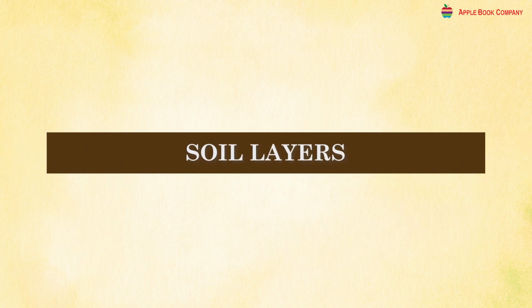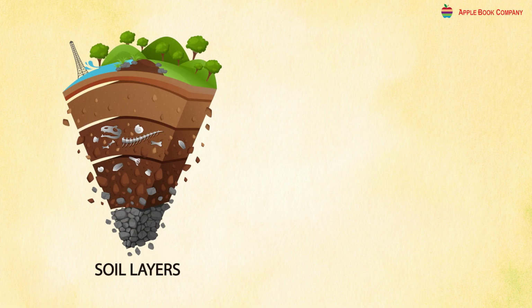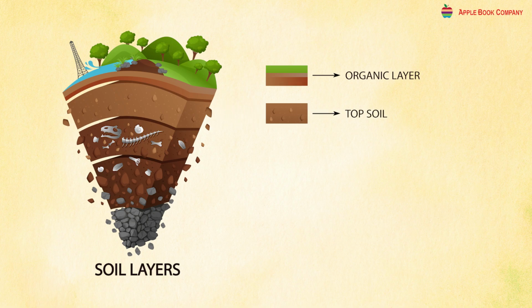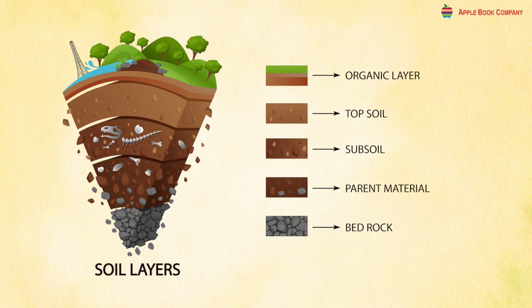Soil layers. Soil is made up of many layers. These layers are often called horizons. Depending on the type of soil, there may be several layers. The main layers are organic layer, topsoil, subsoil, parent material, and bedrock.